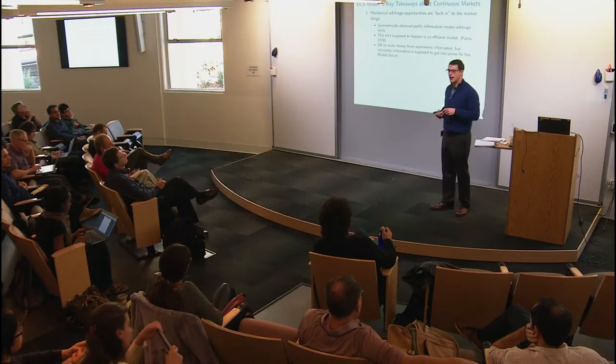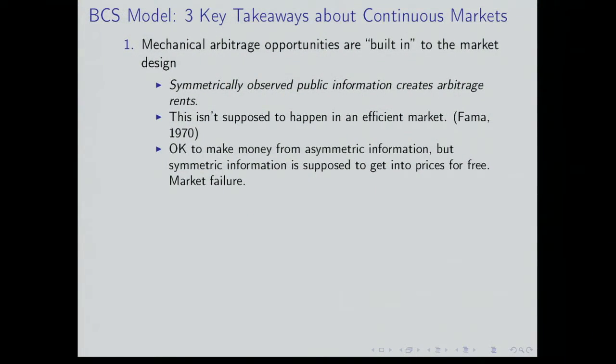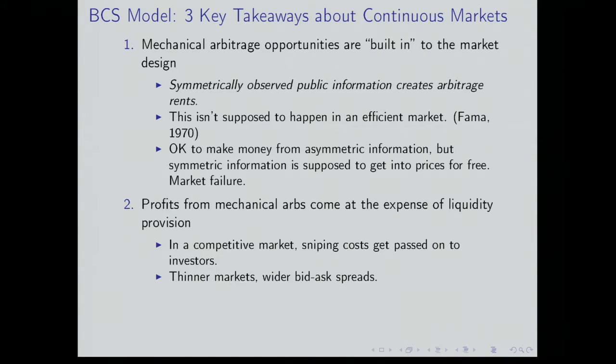So the first is that mechanical arbitrage opportunities are built into the market design. You can make money, there are rents, from symmetrically observed public information. And this really isn't supposed to happen in an efficient market. We're all used to the idea that you can make money in financial markets if you know something the rest of the market genuinely does not know, if you have asymmetric information. But because of the market design, you can make money from symmetric public information. And that's really not supposed to happen. I would argue, a market failure.